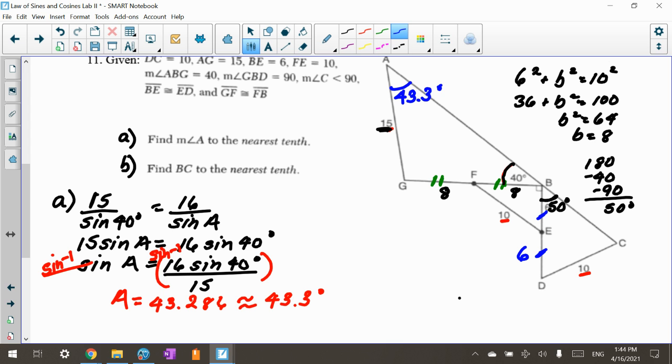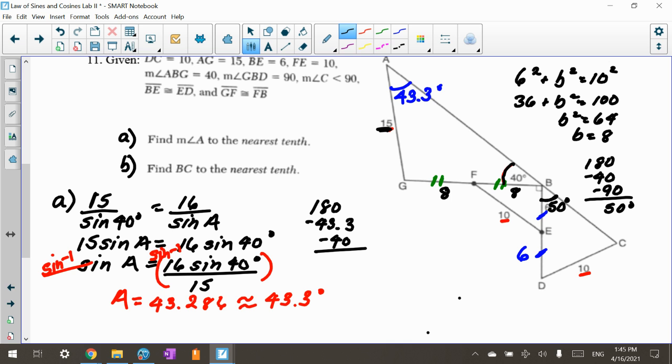43.3 degrees. Okay. Now, let's look at what we have here. Now I have this angle here, this angle here. Aren't those three angles going to add up to 180? So I can actually tell you what angle G is going to be. So let's do that work. I'm going to do 180 minus the 43.3 I just found, minus the 40.